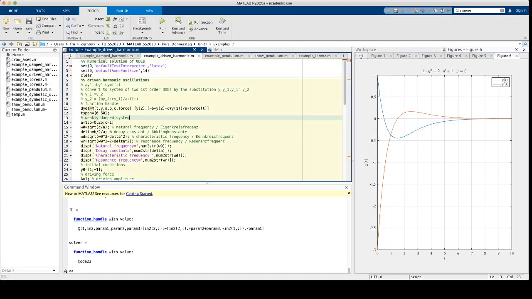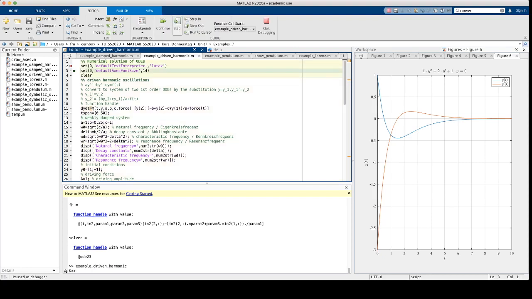In this video, I continue with numerical solutions of ODEs. The examples in this video are driven harmonic oscillations, which have the form given in line 6. So on the left-hand side of the equation, we have the damped harmonic oscillation. On the right-hand side, we have a driving force, which is denoted by F of t.